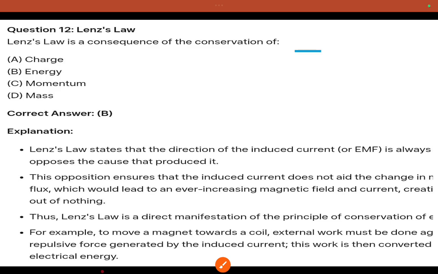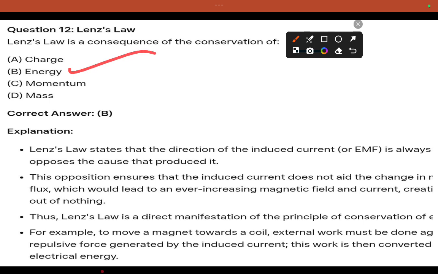The 12th one is regarding Lenz's law. Lenz's law is a consequence of the conservation of what? The answer is conservation of energy. Lenz's law states that the direction of the induced current always opposes the cause that produces it. This opposition ensures that the induced current does not aid the change in the magnetic flux, which would lead to an ever increasing magnetic field and current, creating energy out of nothing. Thus, Lenz's law is a direct manifestation of the principle of conservation of energy.